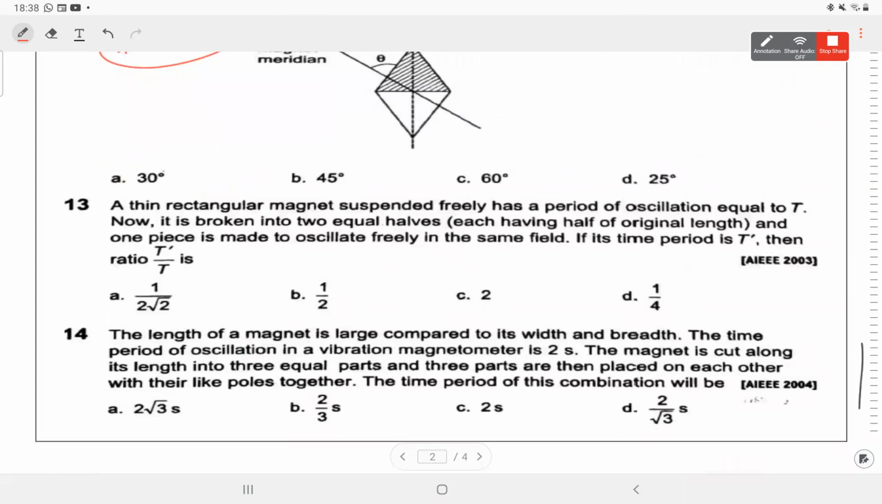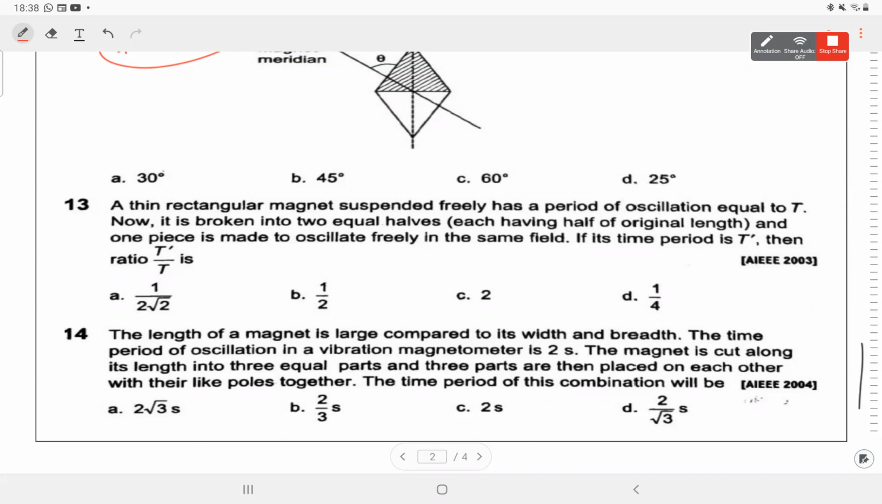Next, a thin rectangular magnet suspended freely has a period of oscillation T. Now it is broken into two halves, each having the original length. So this was the first question. When we break it in half from the middle, mass becomes half, length becomes half, overall its moment of inertia becomes 1/8 times, and the dipole moment becomes half, so it will be 1/4. Root of 1/4 becomes half times.